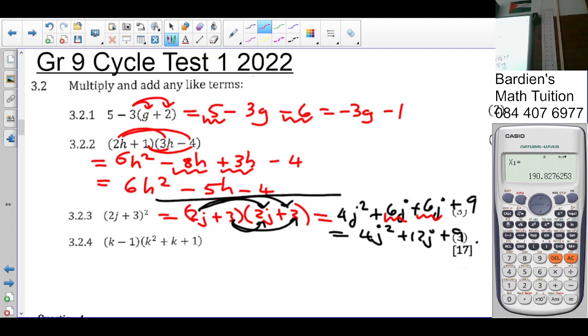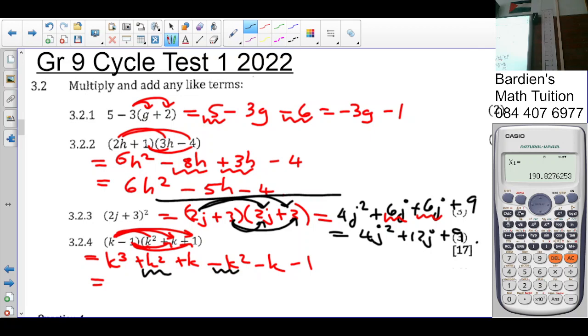So let's multiply out. So we got k times k squared. This is what we call distribution law. K times k squared is k cubed. K times k is k squared. K times 1 is k. Negative 1 times k squared is negative k squared. Negative 1 times k is negative k. Negative 1 times 1 is negative 1. So again we're going to add like terms. So I'll get k cubed. K squared minus k squared is 0.